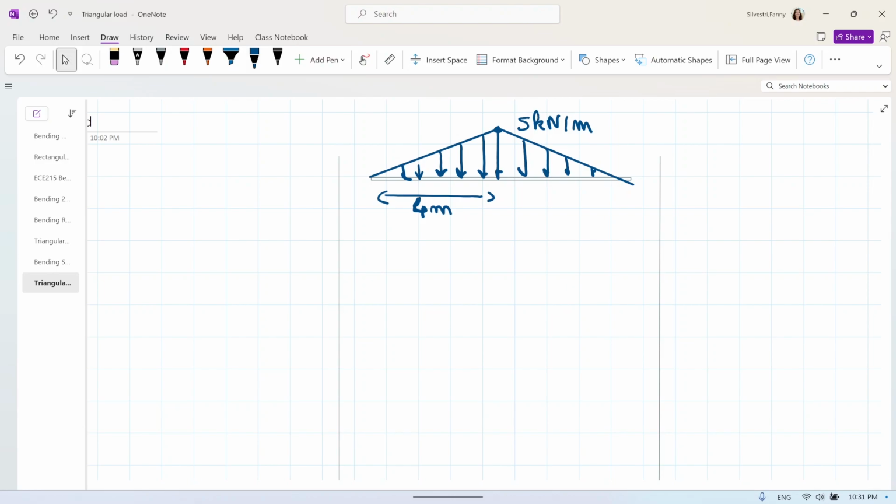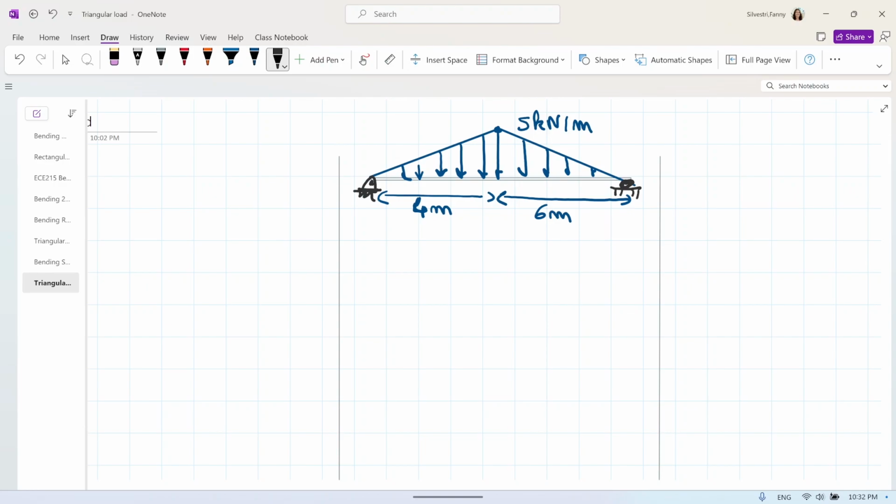Okay, I will try to move that. Okay, and this distance will be 6 meters. Okay, and we have two connections, one pin connection there, and one normal connection there. So the question is, what is the shear diagram and the bending diagram of this beam?